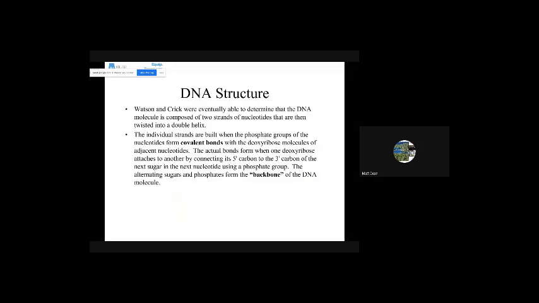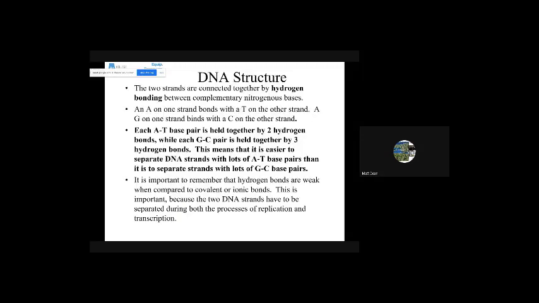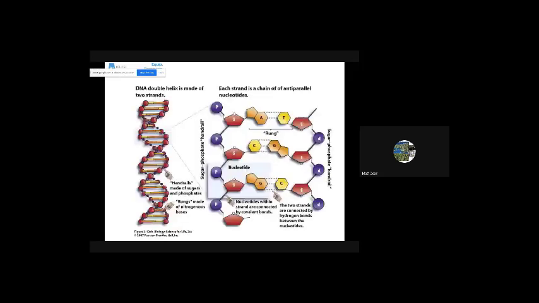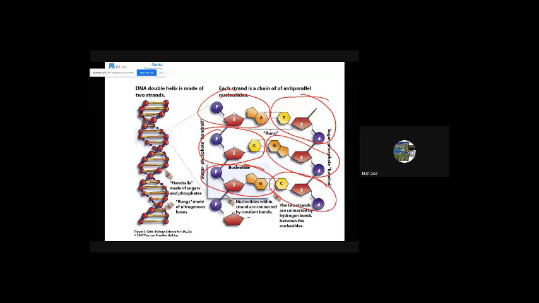So eventually, Watson and Crick were able to come up with this model. Again, DNA is made of 2 chains of nucleotides. So here's a nucleotide, here's a nucleotide, here's a nucleotide, here's one, and here's one. What they called these pieces, they called those the backbone of DNA.